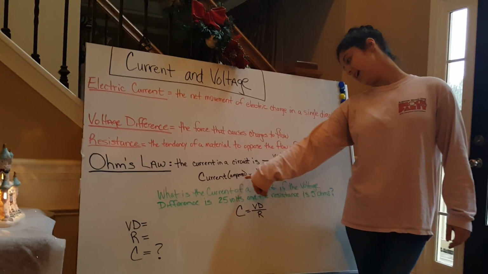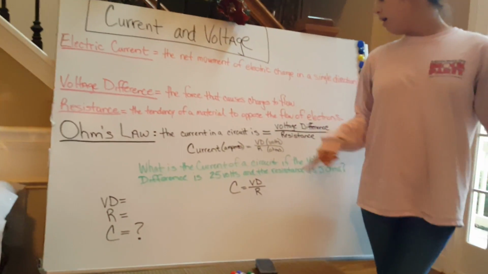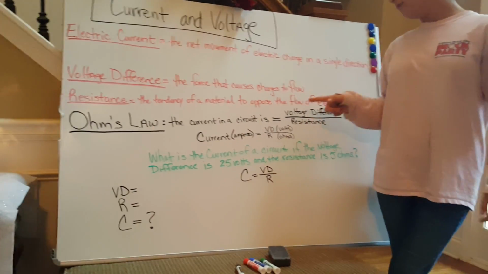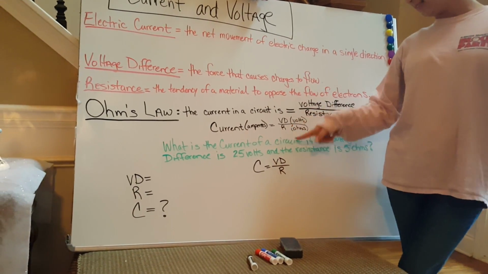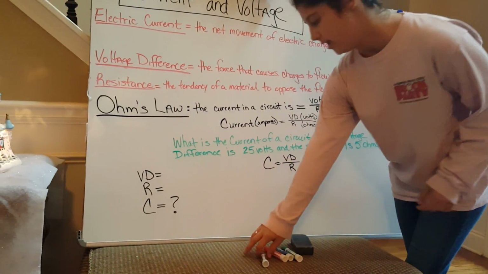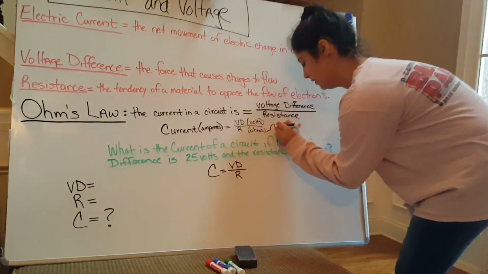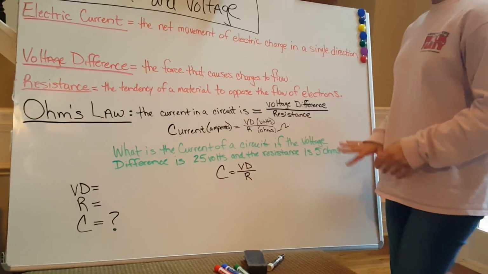or it's your current, which is measured in amperes, but some people call it amps, is equal to your voltage difference, which is measured in volts, and your resistance is measured in ohms. And the symbol looks somewhat like this. It's kind of at an angle.